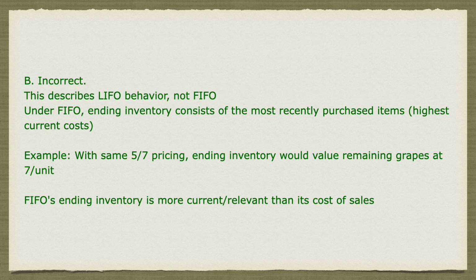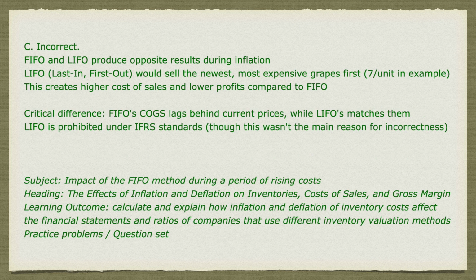B. Incorrect. FIFO ending inventory values remaining items at the most recent purchase price, making it more relevant than cost of sales. C. Incorrect. FIFO and LIFO inventory methods yield opposite results during inflation, with LIFO resulting in higher costs and lower profits.